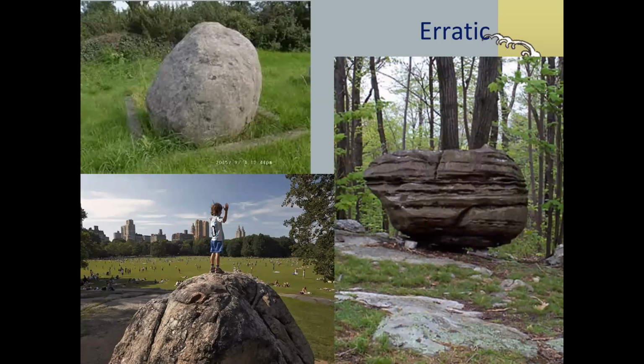So the erratics, like that boulder they showed in Yellowstone in the video, these are just weird rocks that don't belong where they are. And they're called erratics. You may have heard of an erratic driver. That's like a crazy driver. So they don't belong on the road.